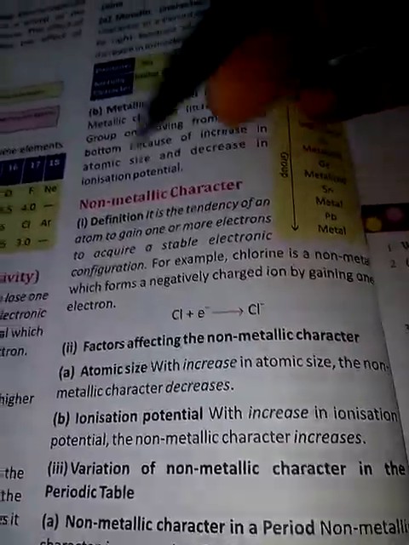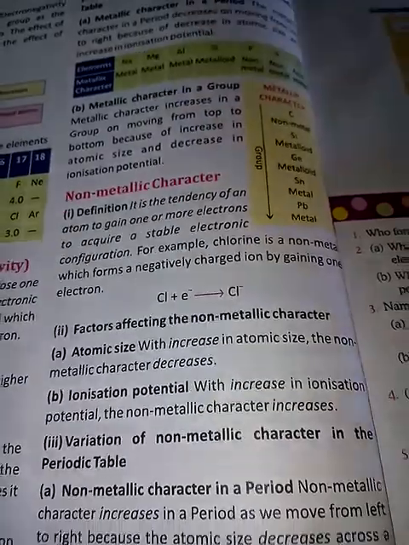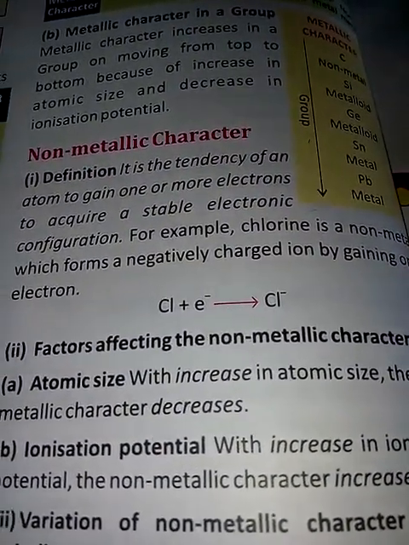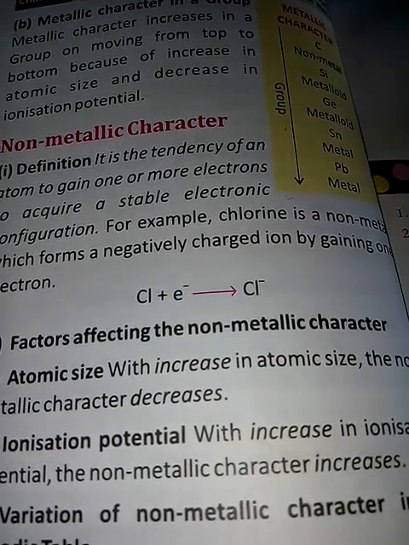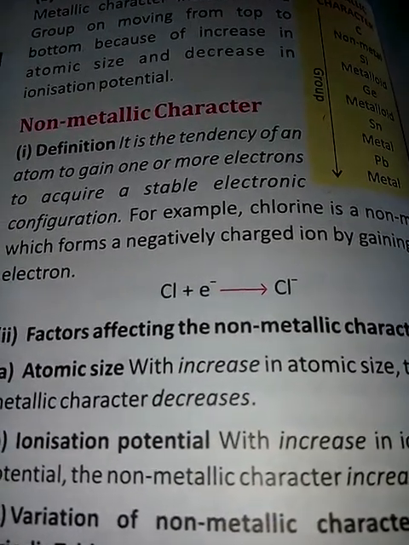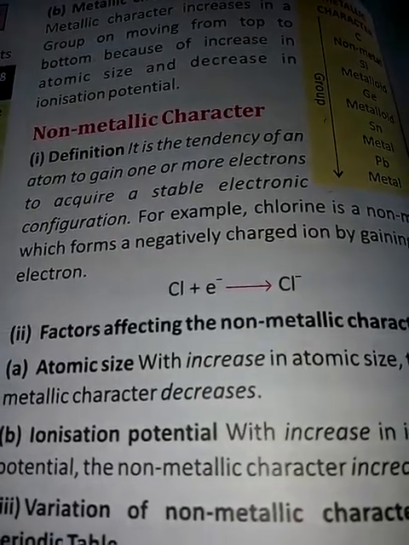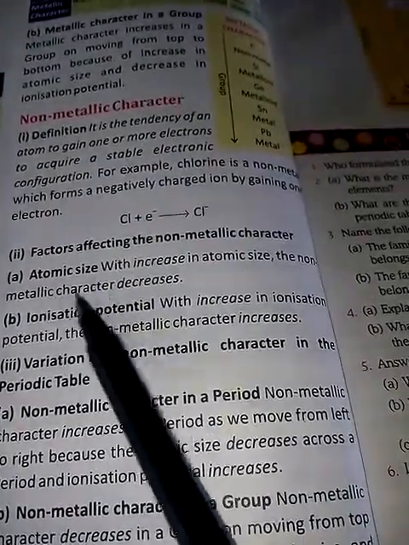Non-metallic character is just the opposite of the metallic character. So non-metallic character means how easily an atom can accept the electron, right? For example, chlorine, fluorine, these are all very good non-metals. Why? Because they can easily accept the electrons. So what are the factors affecting?